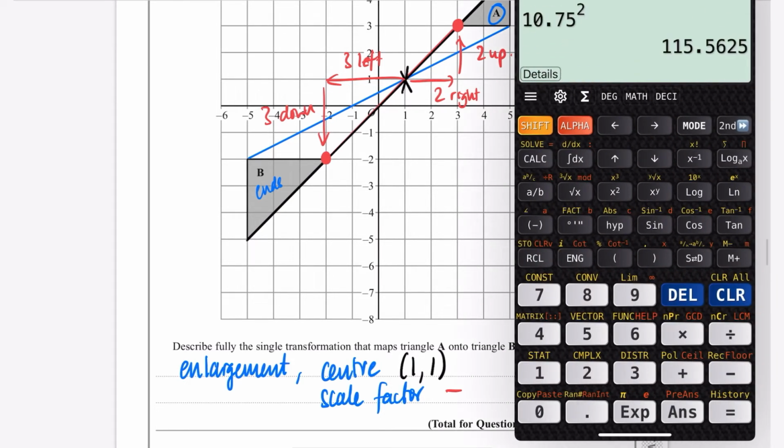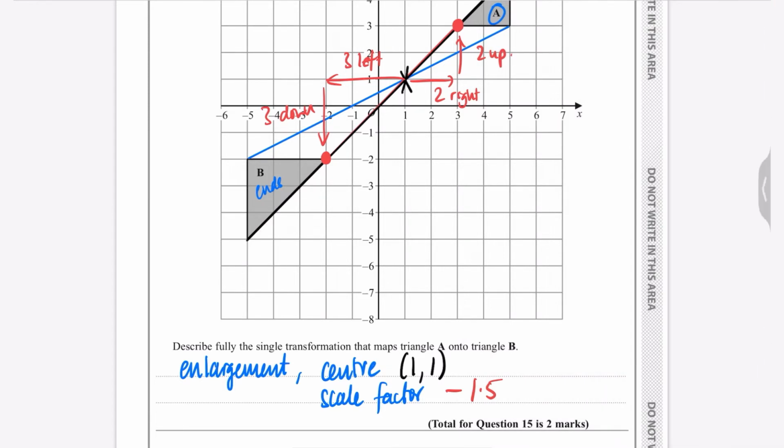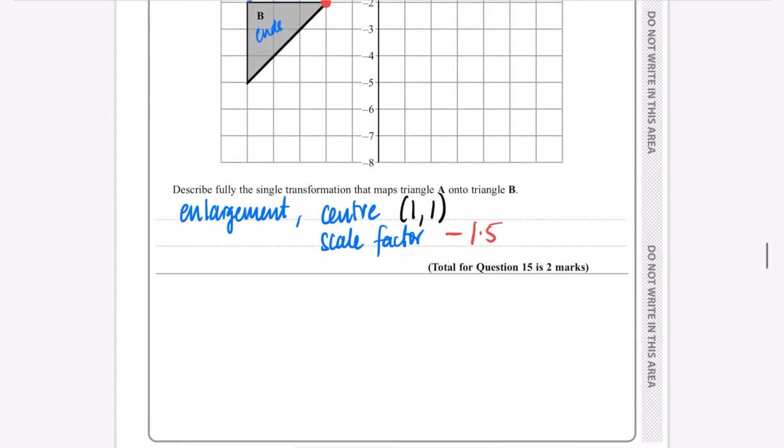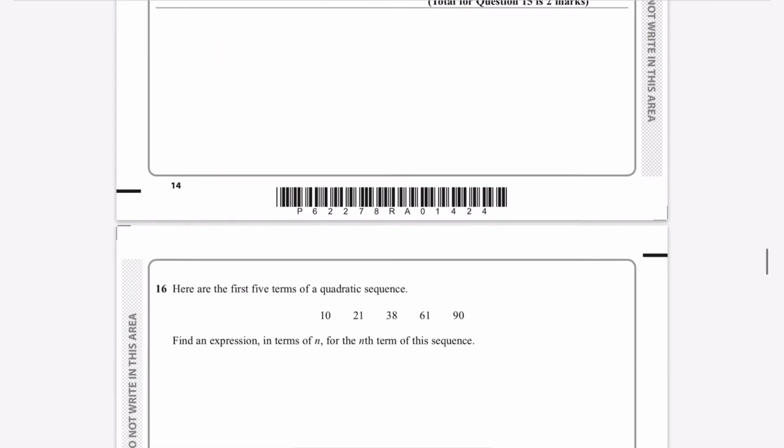So to find out what that scale factor is, I can do 3 divided by 2 to see what I'm multiplying by. If I do 2 multiplied by minus 1.5, I get minus 3, which means go in this direction. If I do 2 multiplied by minus 3, it means go in the opposite direction from the centre of enlargement. So we're looking for enlargement, centre 1, 1, scale factor minus 1.5.